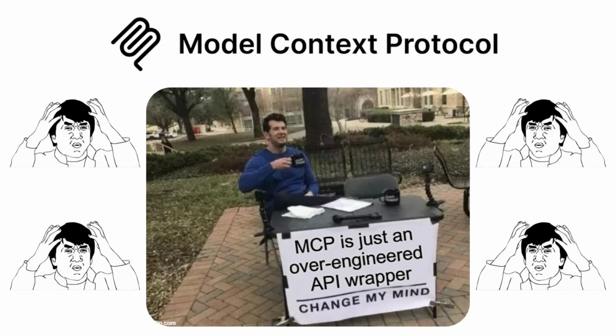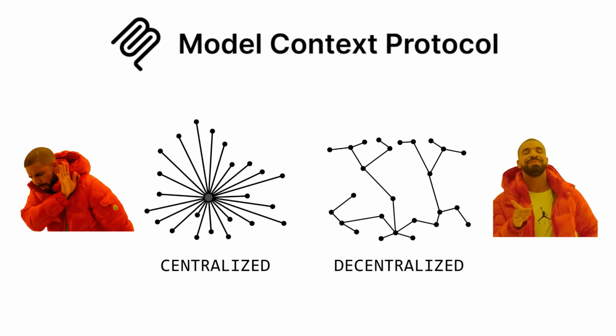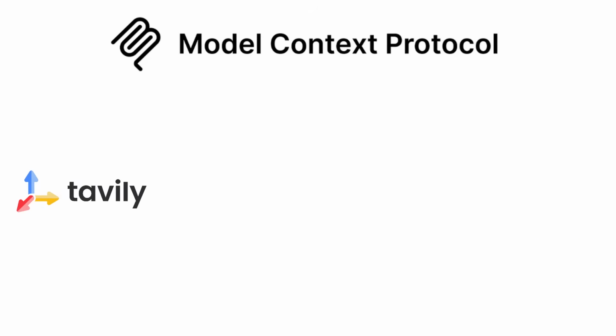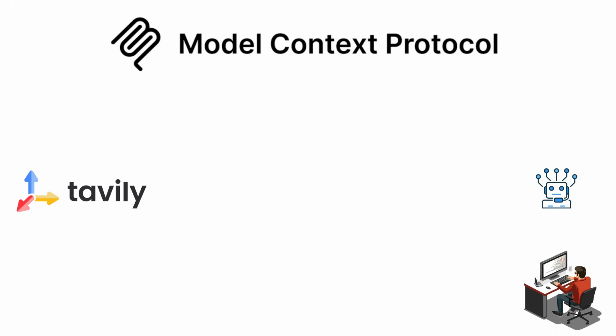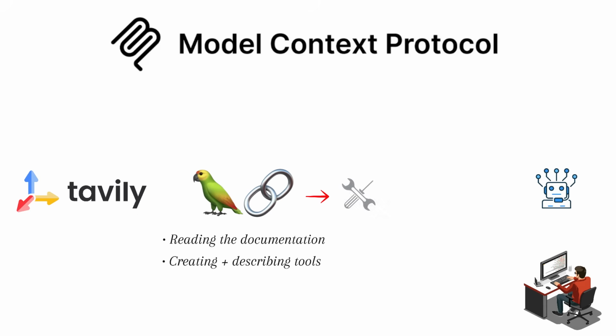Now, how is this any different from what we saw before MCP? The key here is decentralization. Let's go back to our Tavily example. So, remember, as agent developers, we had two choices. The first choice is to wait for our favorite framework, for example Langchain, to do all of the dirty work. They take care of reading the documentation, creating the tool with a complete description, and updating it if there's any change in the API. We then simply import those tools from the framework and plug them directly to our models.